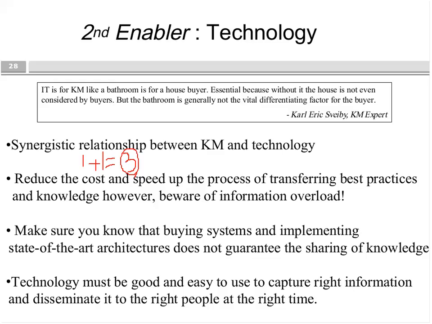Reduce the cost and speed up the process of transferring best practices and knowledge, however, beware of informational overhead. So best practices are the tacit knowledge. You talked about them. Yes. As Mustafa said, synergism means the effects of two things must be higher than adding them. So 1 + 1 = 3. But normally 1 + 1 should be 2. So that's why when technology is added to knowledge management process, there is a synergy. So the best practices are transferred through technology by a reduced cost and higher speed.